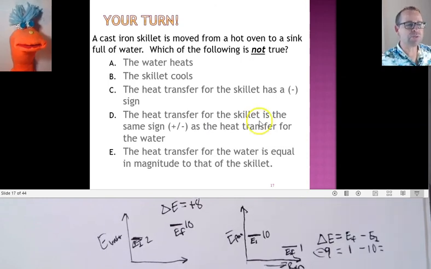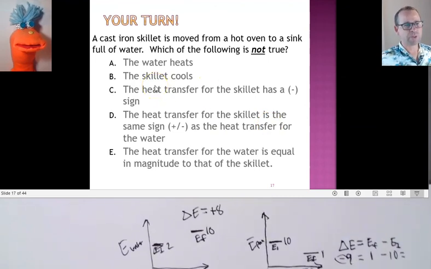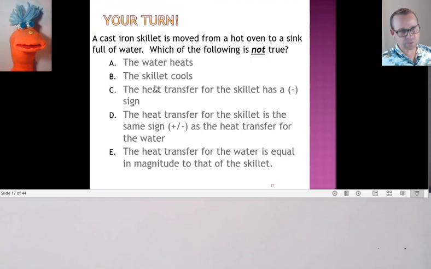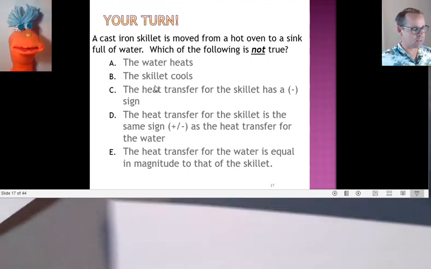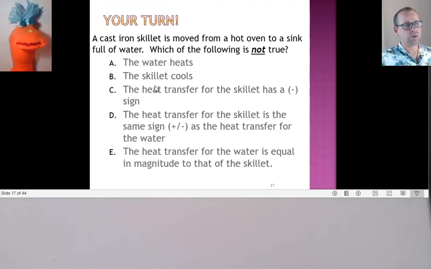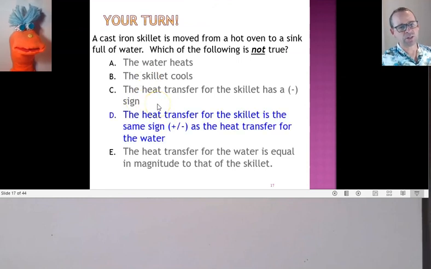So the heat transfer of the skillet has a negative sign. That's true. Okay? The heat transfer for the skillet has the same sign as the heat transfer for the water. Well, that's not true. You just said that the water had a positive heat transfer. Very good. So that one is our incorrect one. Let's look at the last one.